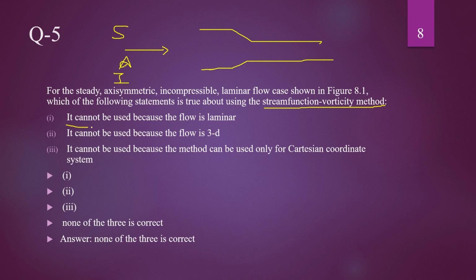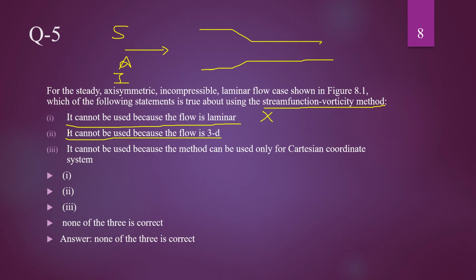The first one is it cannot be used because the flow is laminar. The second, it cannot be used because the flow is 3D. Third, it cannot be used because the method can be used only for Cartesian coordinate system. So for the first statement, it cannot be used because the flow is laminar. No, it is false. Stream function vorticity can be used for laminar problems also.